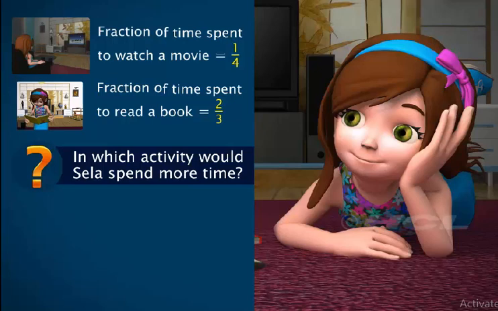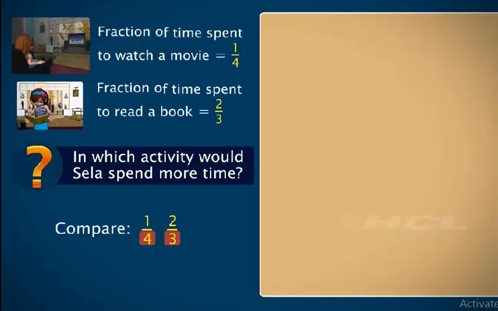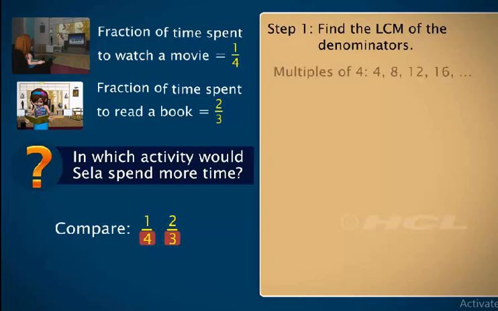To find the answer, we have to compare the fractions 1/4 and 2/3. Observe that the denominators of these fractions are different, so the fractions are unlike fractions. The first step in comparing unlike fractions is to find the LCM of their denominators. Using the multiples of 4 and 3, we find that the LCM of 4 and 3 is 12.